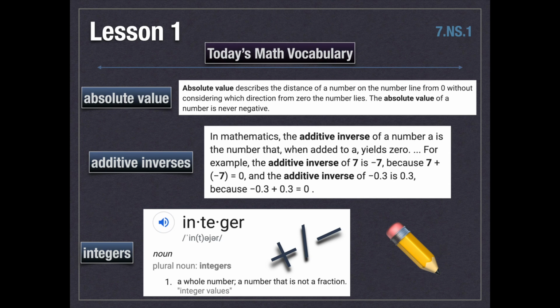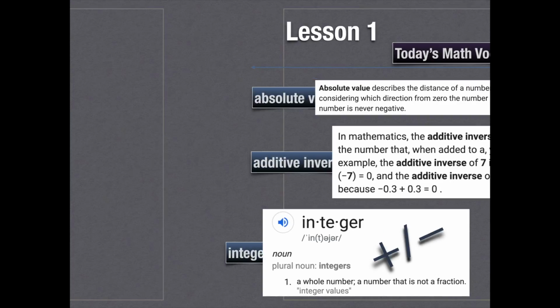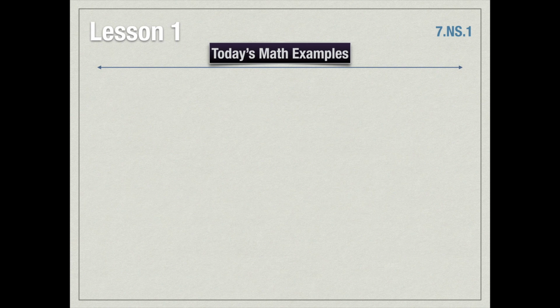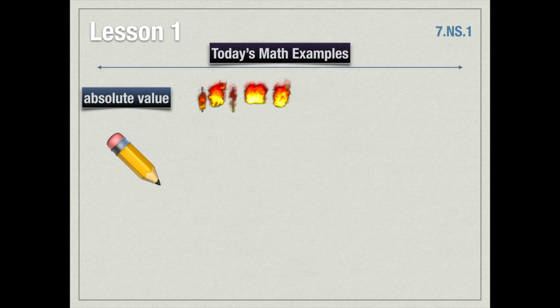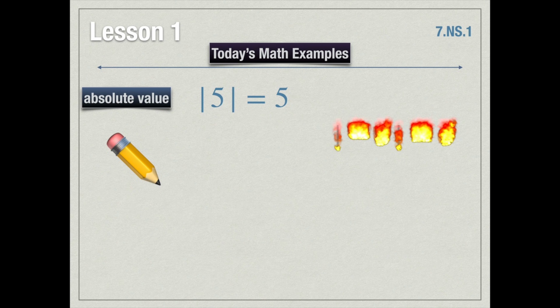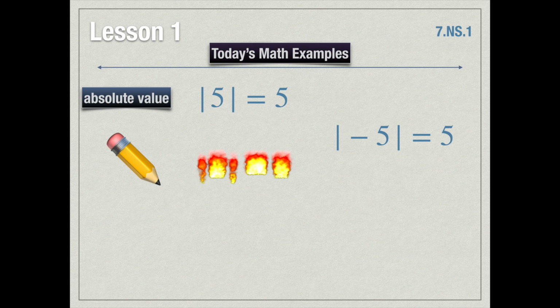For integer, the most important part of that definition is it's a number that is not a fraction, and it can be positive or negative. And I'll have examples on the page to follow. Our first example here will be of absolute value. And as you wrote in your definition, absolute value has to do with the distance away from 0.